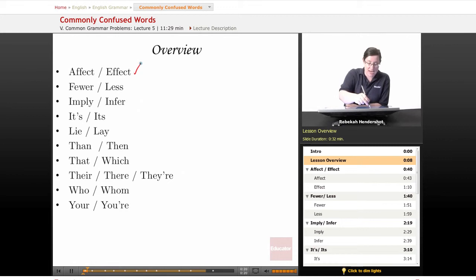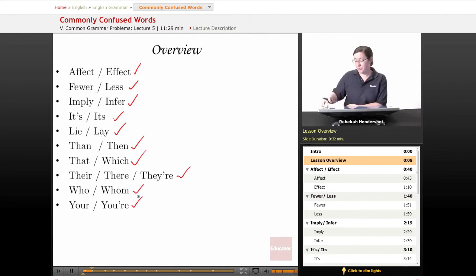So, we're going to look at affect and effect, which one do you use when. We're going to look at when to use fewer and when to use less. Imply versus infer. It's and its, which drives everyone crazy. Lie and lay. Than and then. That and which. There, their, and they're. Who versus whom. And your versus you're.